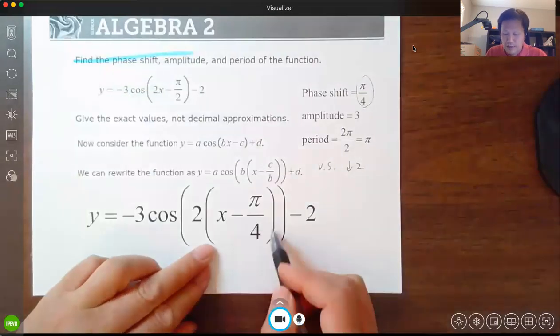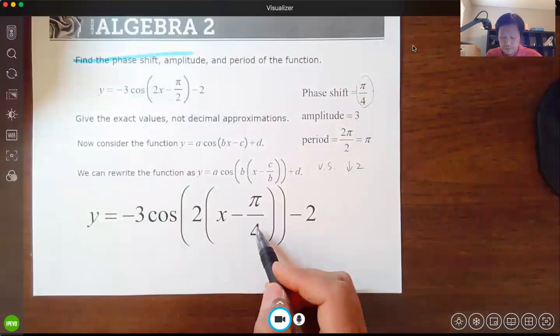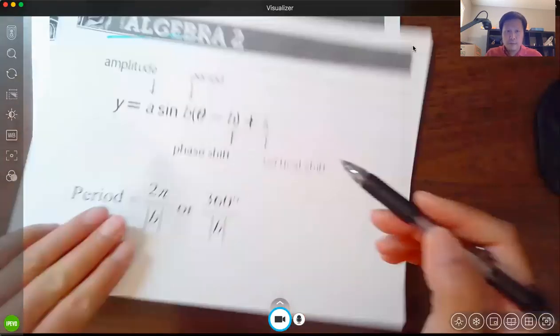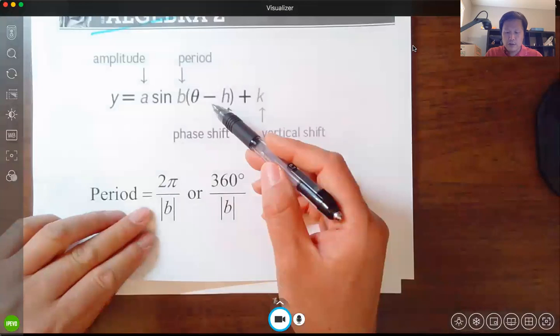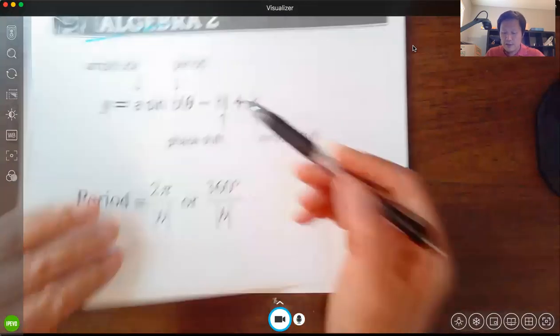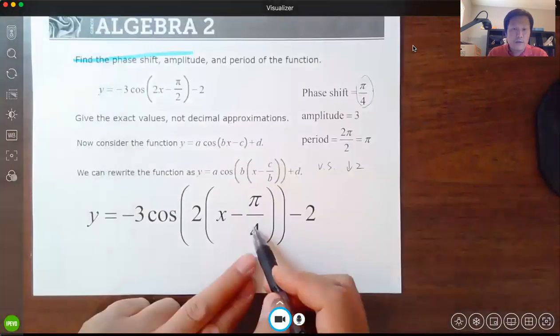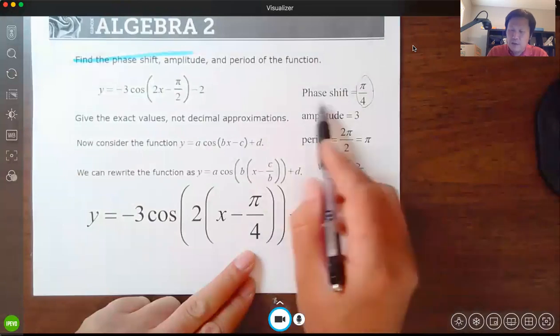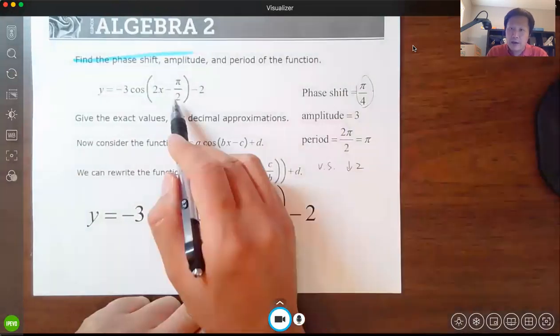So x minus h, look at it. Right here, x minus h, theta minus h, x minus h. What's the phase shift? Pi over 4. Phase shift is pi over 4, not pi over 2.